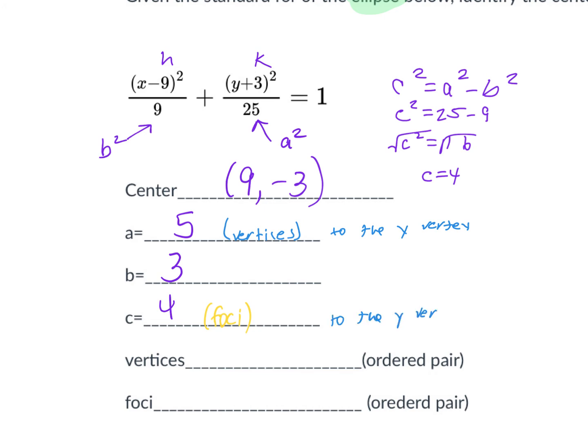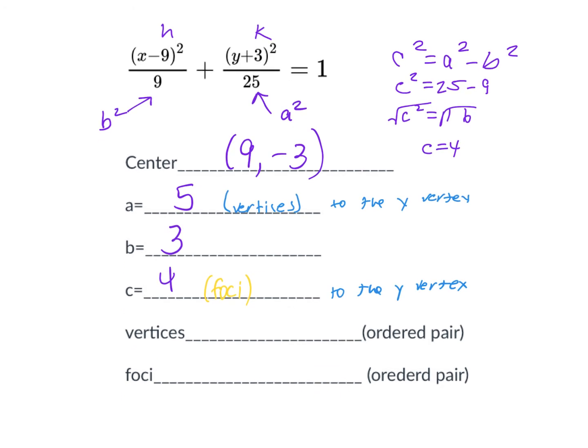It's important to identify all this stuff. If you know the direction, then you know what you're going to add and subtract to. So if I'm going to find the vertices, I have my center, my vertex, however you want to name it. I'm going to add and subtract 5 to the y part. So I would have vertices at 9, what's -3 minus 5? -8. And I'd have them at 9, what's -3 plus 5? 2.